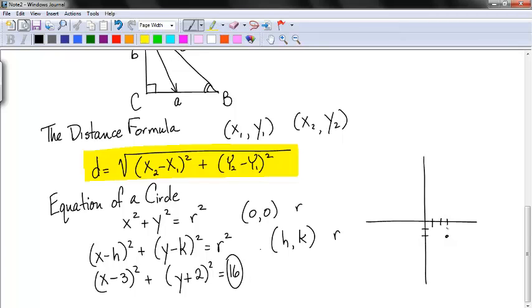So go up 4, plot a point. Go out 4, plot a point. Go down 4, plot a point. And then go to the left 4. And there you've got your circle. The center's at h, k, so on ours the center is at 3, negative 2. And the radius is 4. And that should be some review for that section.